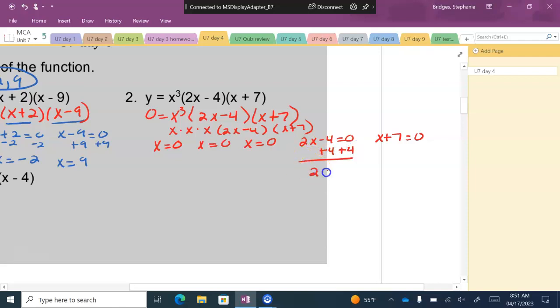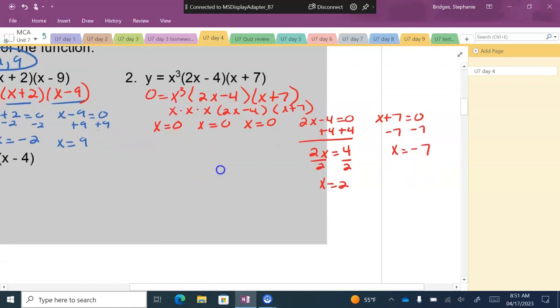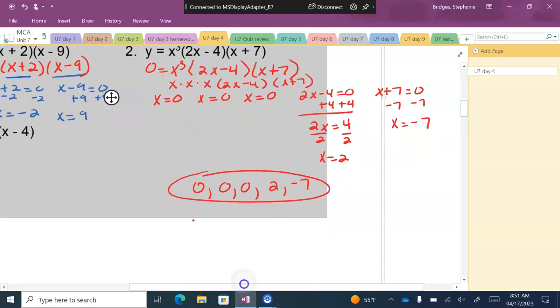So that's going to be 2x equals 4. So that's x equals 2. Then we subtract our 7 over here, so x equals negative 7. So one of two ways I can do this. I can either write the 0 three times, and then comma the 2 and comma the negative 7. That is one way. Or I can write it as 0, and then behind it in parentheses, put a multiplicity of however many times that answer occurs.